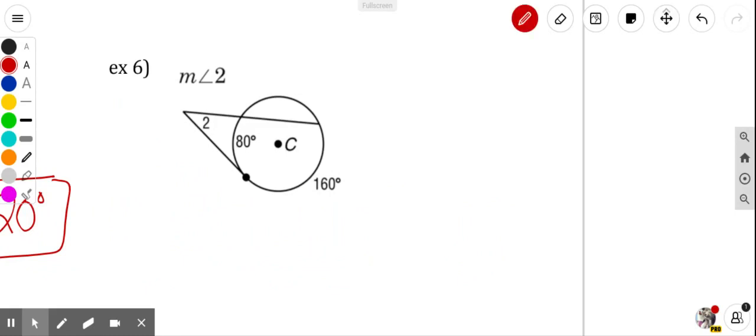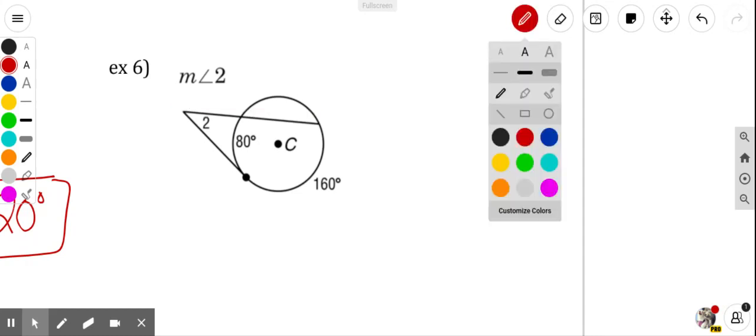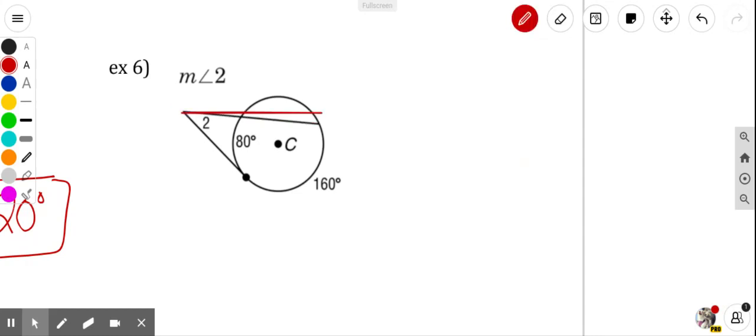Next one, we have a secant and a tangent. So here's my secant. Okay, I don't know why that's not tracing properly, but there's my tangent. They intersect outside the circle, creating angle 2.